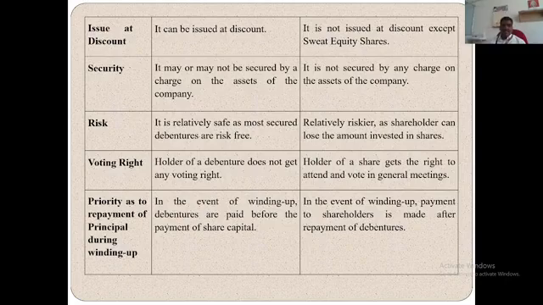Security: a debenture may or may not be secured by a charge on the assets of the company, but shares are not secured by any charge on the assets of the company. Risk: a debenture is relatively safe, as most secured debentures are risk-free. Shares are relatively risky, as a shareholder can lose the amount invested in shares. Voting rights: a holder of a debenture does not get any voting rights, but a shareholder holding shares gets the right to attend and vote in the general meeting.